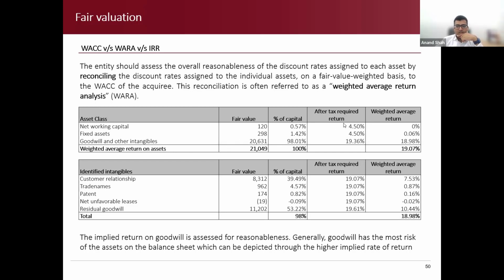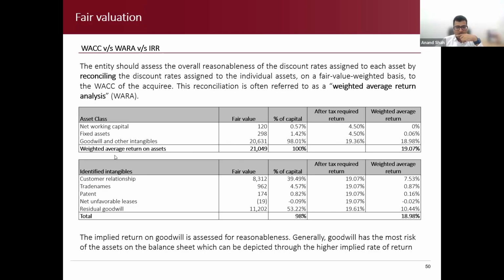In this column that you see here, after-tax required return, this is essentially the expected return from these assets. Obviously, when it's working capital, your expected return will be pretty close to your post-tax cost of debt. Fixed assets also will be pretty close to your post-tax cost of debt. And goodwill and other intangibles will ideally be the balancing figure. What this means is that the required rate of return corresponds to the risk of each of these assets.